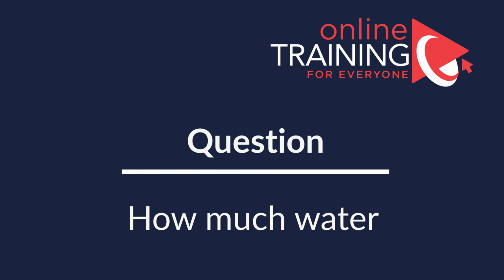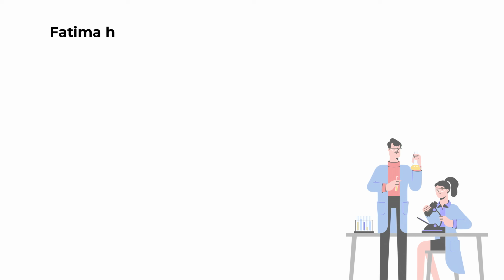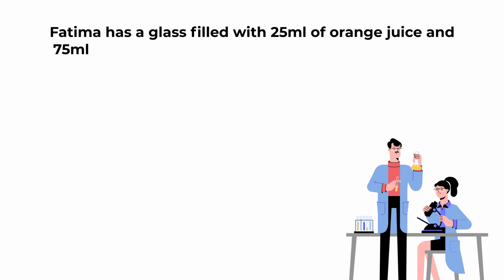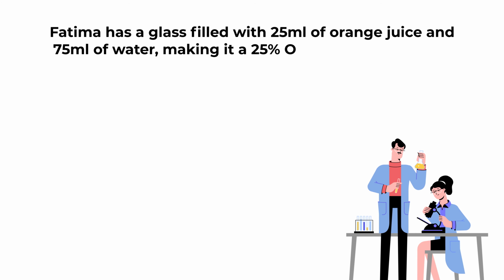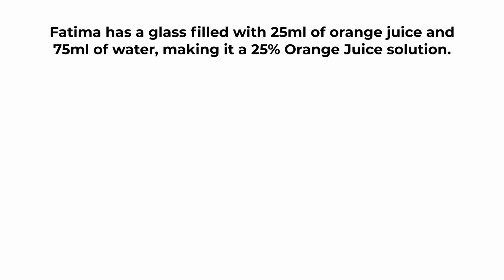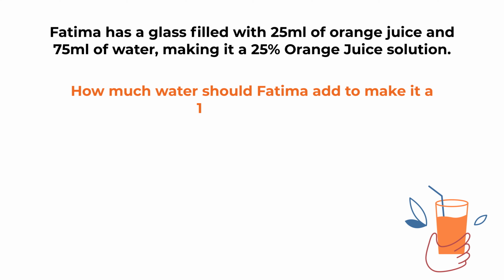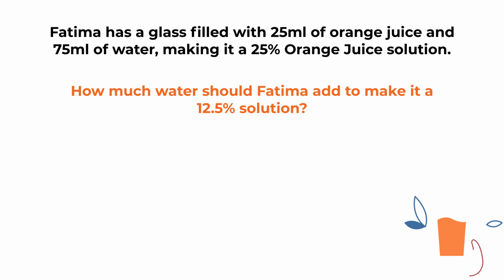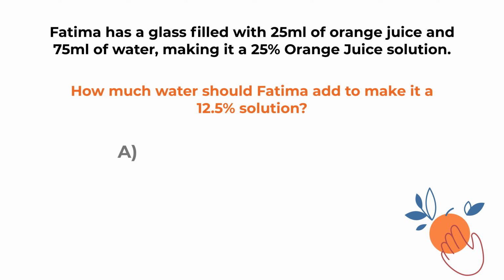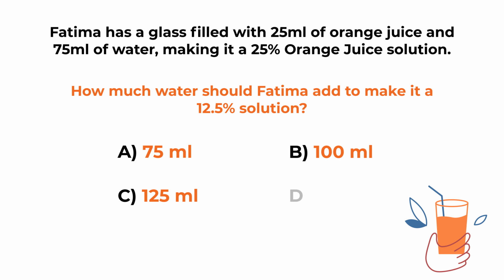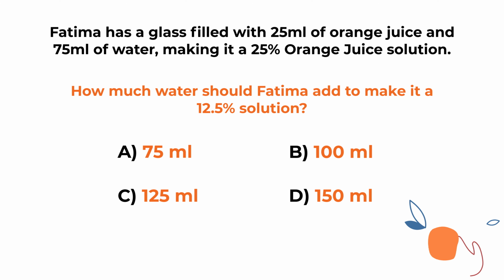Here's the question you might often see on the test. Fatima has a glass filled with 25 milliliters of orange juice and 75 milliliters of water, making it a 25% orange juice solution. How much water should Fatima add to make it a 12.5% orange juice solution? And you have 4 different choices. Choice A, 75 milliliters. Choice B, 100 milliliters. Choice C, 125 milliliters. And choice D, 150 milliliters.